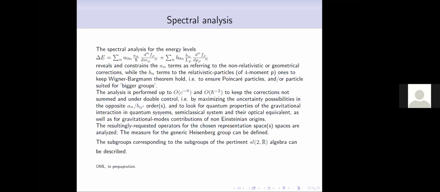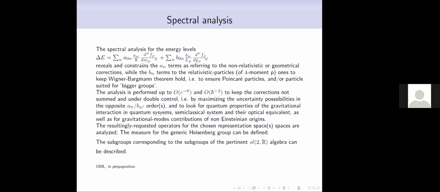We see the spectral analysis for the energy levels of a particle, for which one kind of energy levels in their spectral analysis are due to gravitational force, and the other to non-gravitational forces. And for the comparison with the present data, it's necessary to look for order of c to the power -6, where c is the velocity of light, for the gravitational effects, and h bar to the power -2 for the quantum contributions.